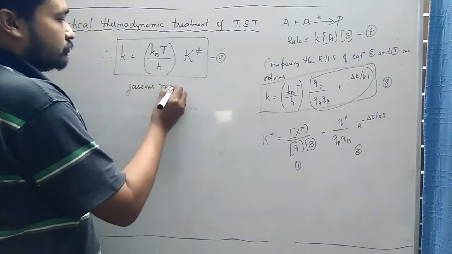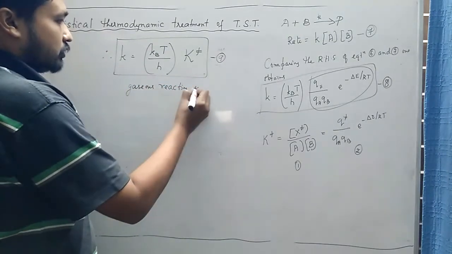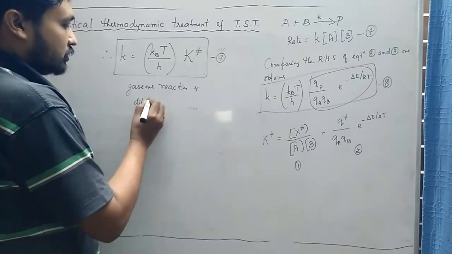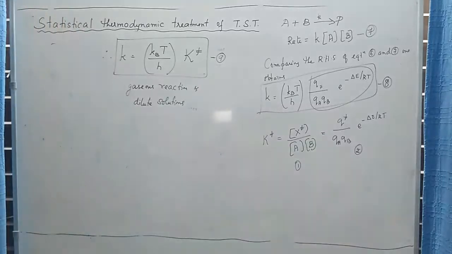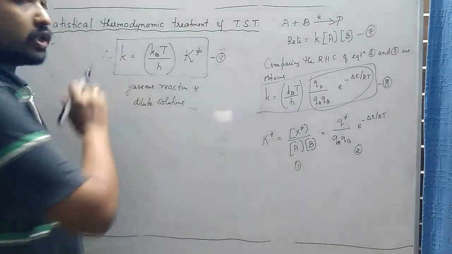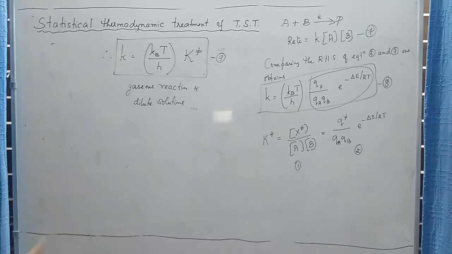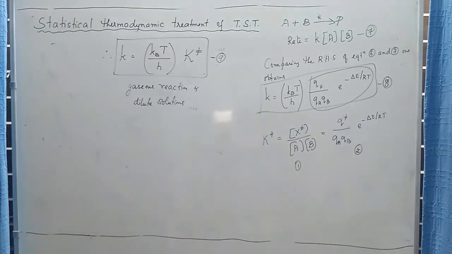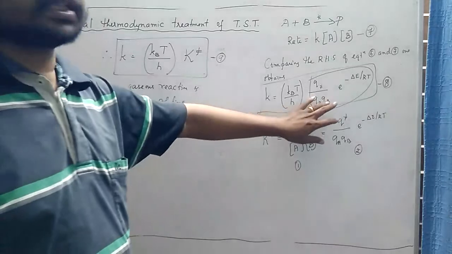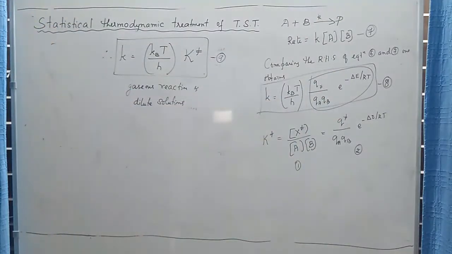gaseous reactions and for reactions with very low concentrations, that is, reactions carried out in dilute solutions. So this is about the statistical thermodynamic treatment of transition state theory. But the problem with this treatment is, here the rate constant is expressed in terms of the partition function of the species involved, that is the partition function of the reactants and the partition function of the activated complex.